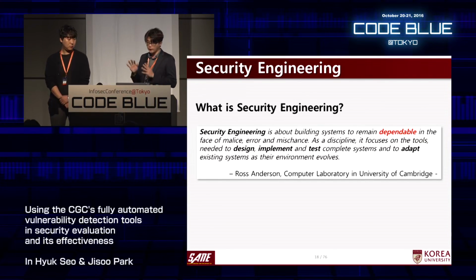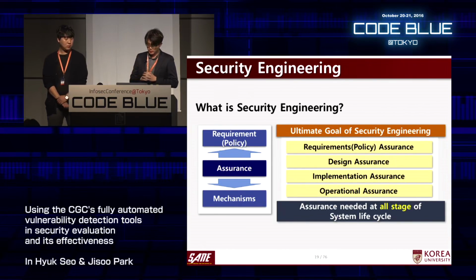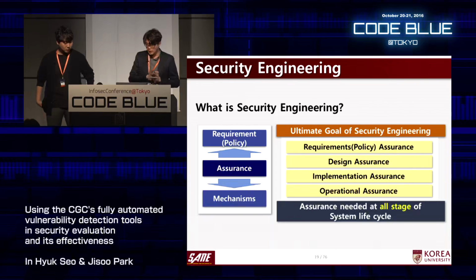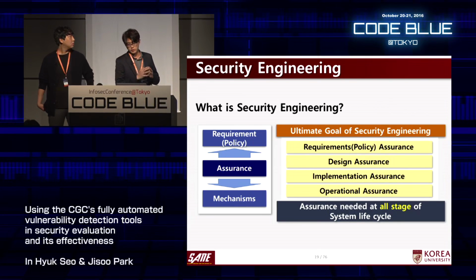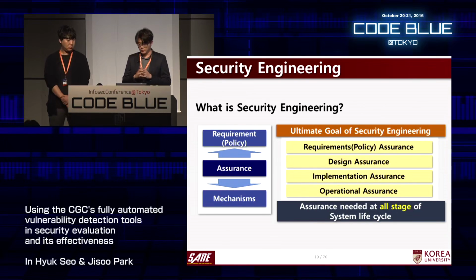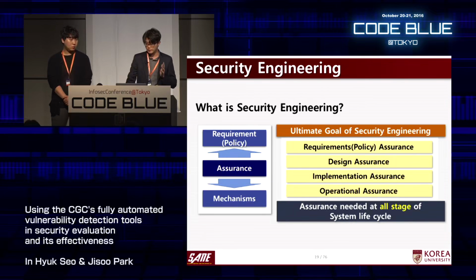It means that all phases in the system lifecycle must consider dependability. For achieving information assurance, assurance must be considered in each system lifecycle phase. That is, policy assurance, design assurance, implementation assurance, and operational assurance are needed. Security engineering can give a systematic method and be applied to the whole system lifecycle.